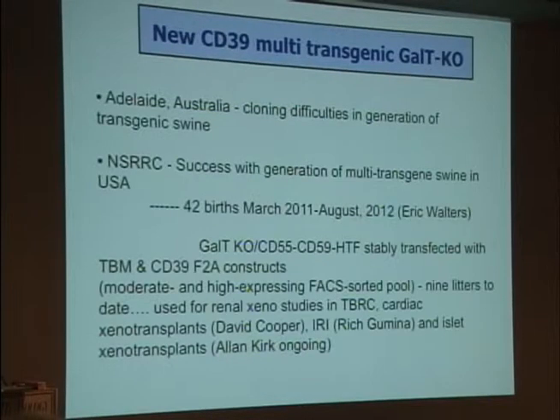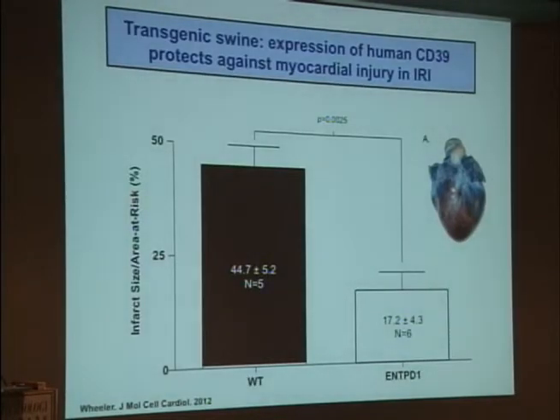So we've done this with CD39 and thrombomodulin on the background of GAL knockout and complement regulators with the H transferase. And we've had nine litters of these, which have been used in transplant studies, in cardiac transplants, ischemia-reperfusion injury, and islet transplants, which is ongoing at Emory. And a couple of papers.